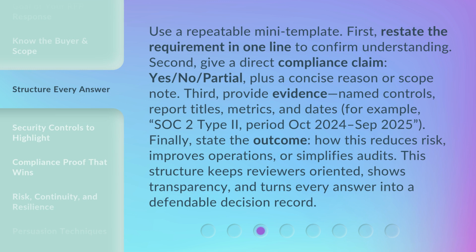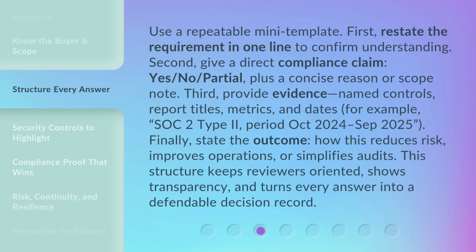Use a repeatable mini-template. First, restate the requirement in one line to confirm understanding. Second, give a direct compliance claim, yes, no, partial, plus a concise reason or scope note. Third, provide evidence: named controls, report titles, metrics, and dates.